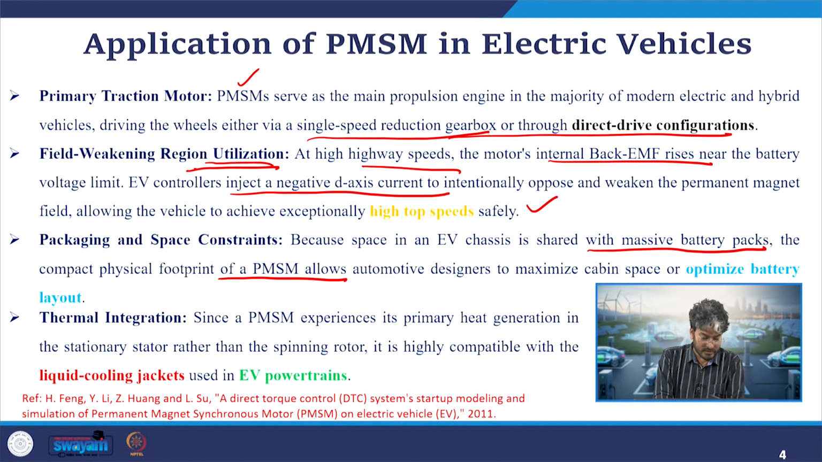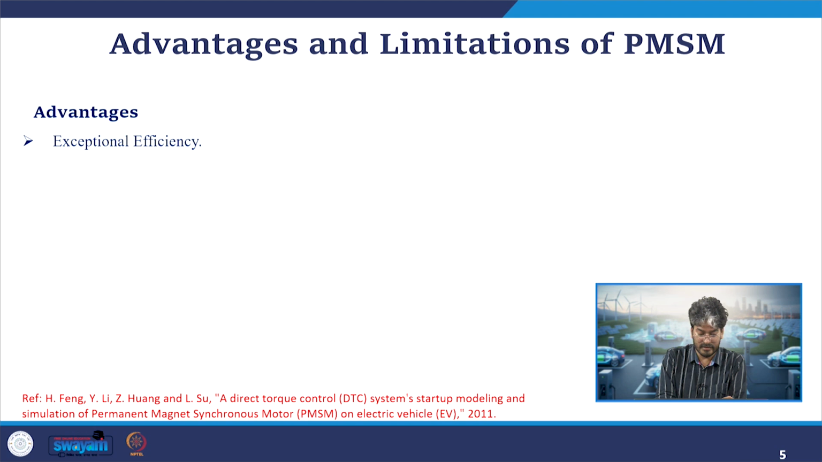Thermal integration, in this case there is no rotor side losses associated, so it can be made very compact because we do not require any type of heat evacuation from the rotor circuit. It has to only cool the stator side of the circuit majorly. So it is compatible with our liquid cooling jacket, which will be having a better efficiency in terms of the space. So we will be able to make it highly compact, or we will be occupying very less space when we go for PMSM based electric vehicle design.